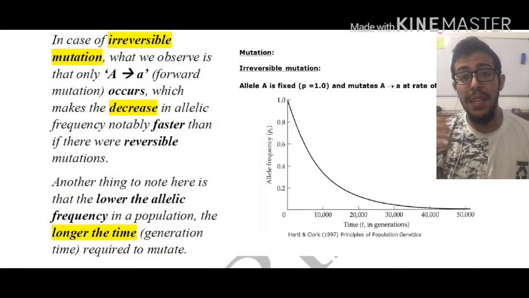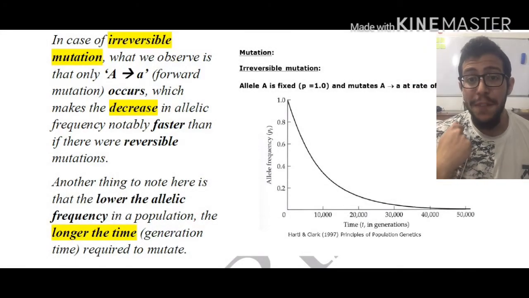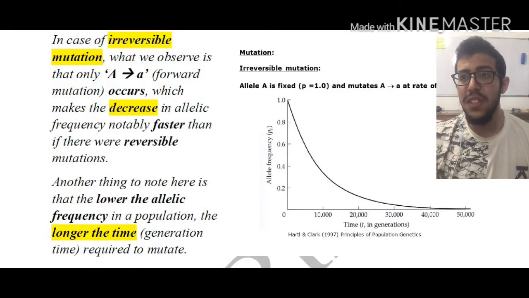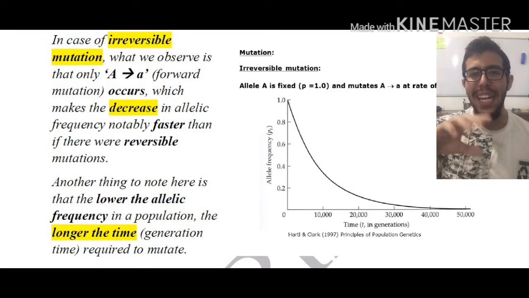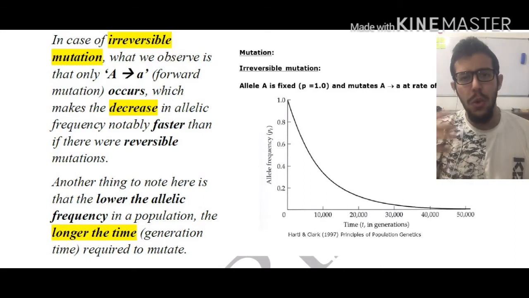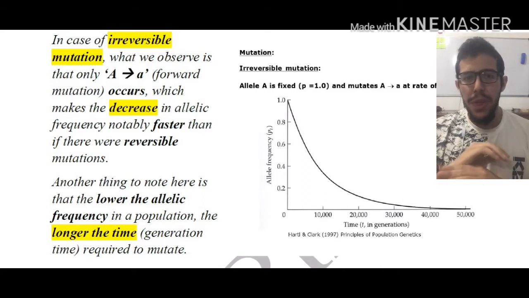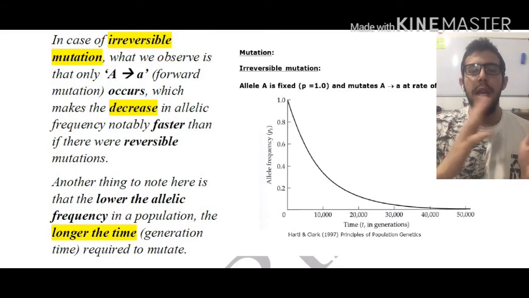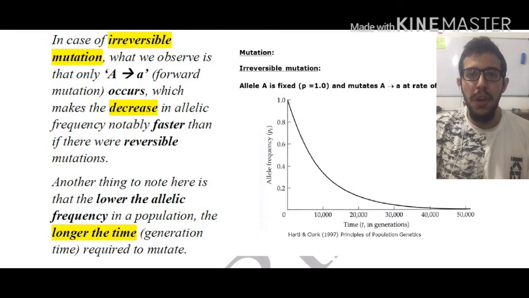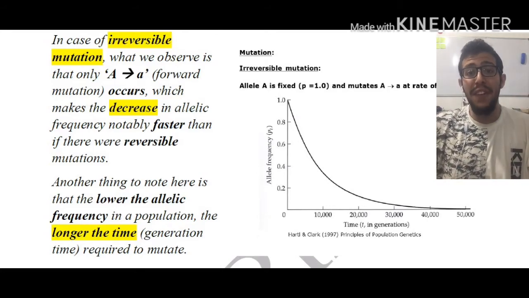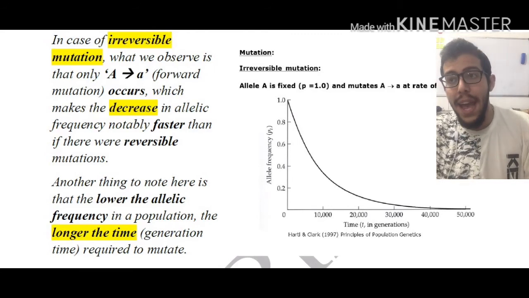Now, let's talk about irreversible mutations and reversible mutations. First of all, in the case of irreversible mutations, what we observe is that only capital A is going to be converted into small a. So this immediately tells us, even without looking at any graphs, that eventually all the capital A's are going to be converted into small a's, and we're going to have a loss of the capital A allele and a fixation of the small a allele.